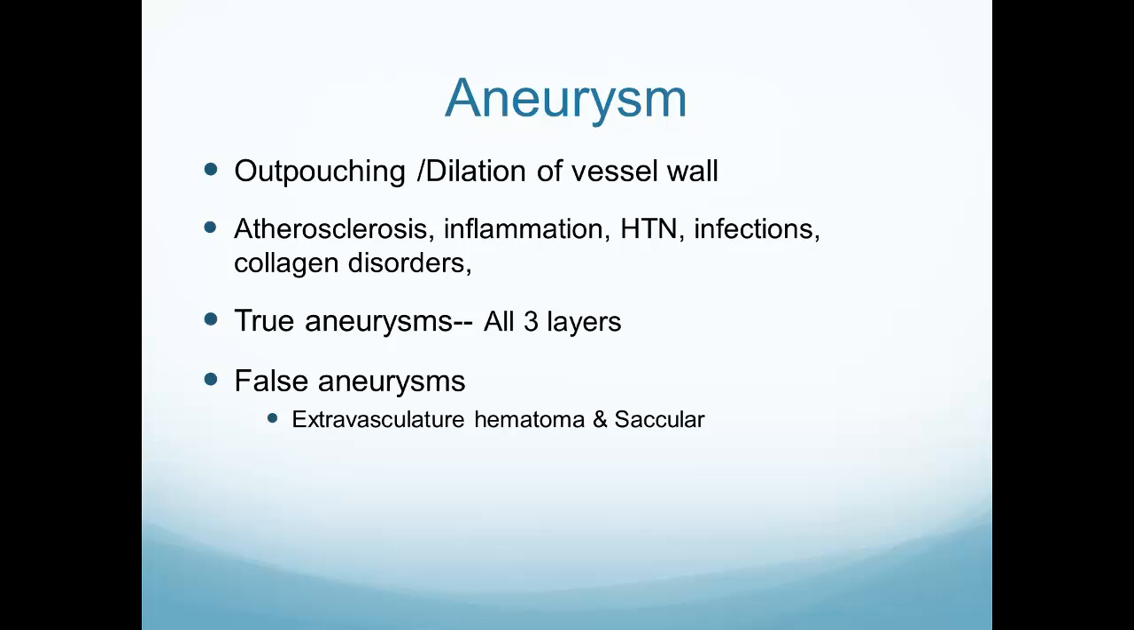We have the inside lining of the blood vessel popping out through the outside lining of the blood vessel because we have an area of weakness in the muscle. Some things can contribute to this, like atherosclerotic disease, inflammation, hypertension. Certainly, the more pressure there is on the vessel, the more likely it is that an aneurysm could form.